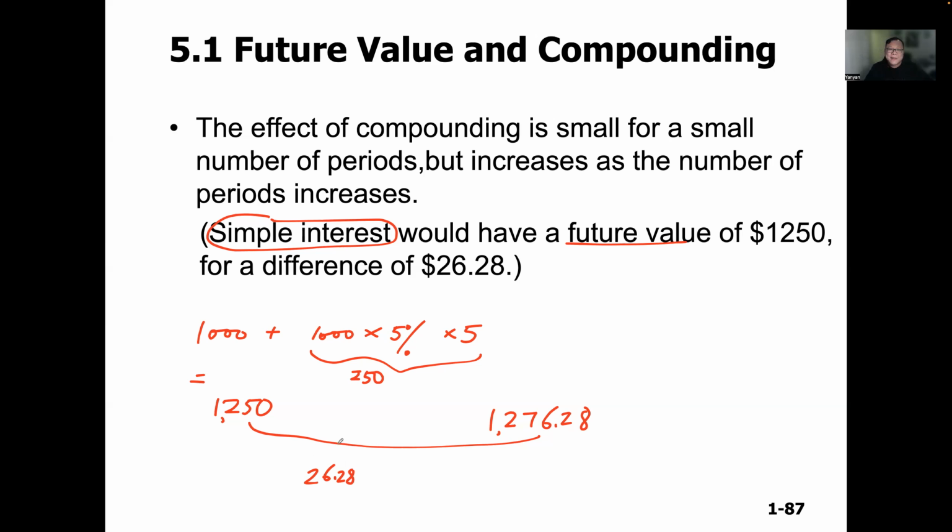$26.28, right? So in order to realize that compounding effect, you had to be really patient, okay? You had to be really patient. It's kind of like in our lives, right? Sometimes you have a good habit, this little habit, little things.